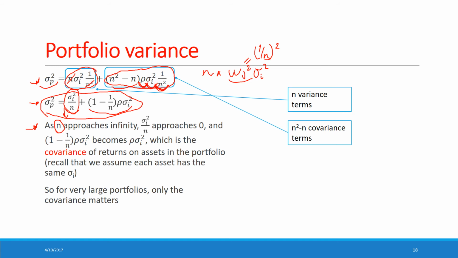So as n approaches infinity, the variance term would reduce to 0. So when n increases and becomes very large, the total term here reduces and approaches 0. Whereas the covariance term would become this, right? So rho times sigma squared, and this is the covariance of returns of different assets in the portfolio. So the implication here is that for very large portfolios where we have very large n, only the covariance matters.